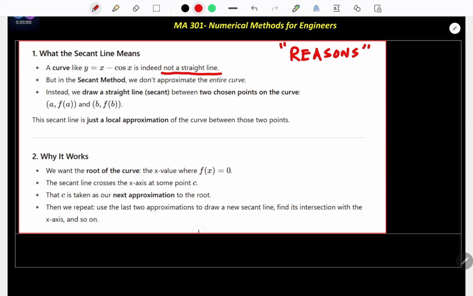In the secant method, we never work with the whole curve. Usually in regula falsi and others, we take the whole curve, but here we never do. We only use a straight line between two chosen points on the curve. This straight line, which we call a secant line, is just an approximation of the curve in that small region. The place where the secant line cuts the x-axis becomes our new guess for the next root.